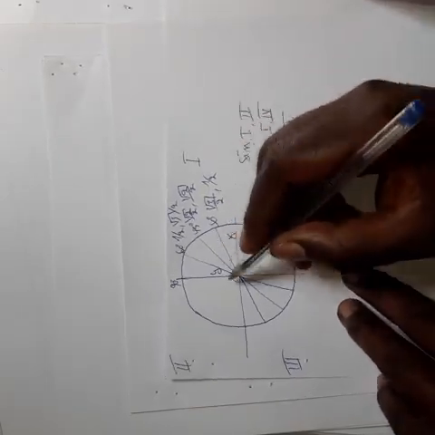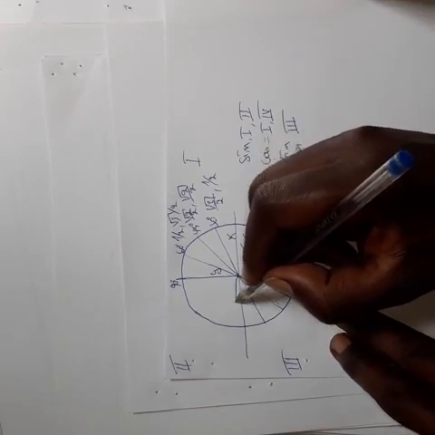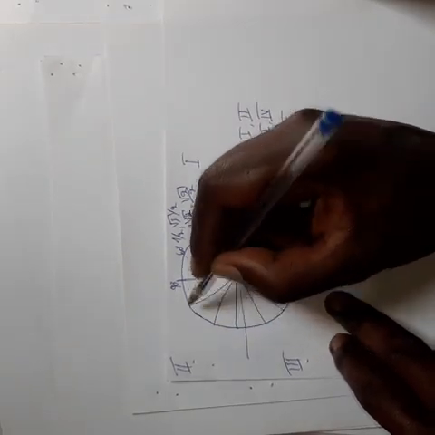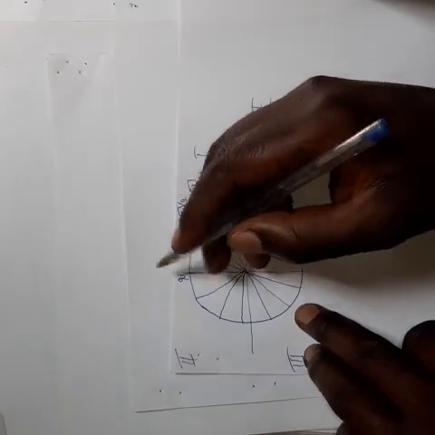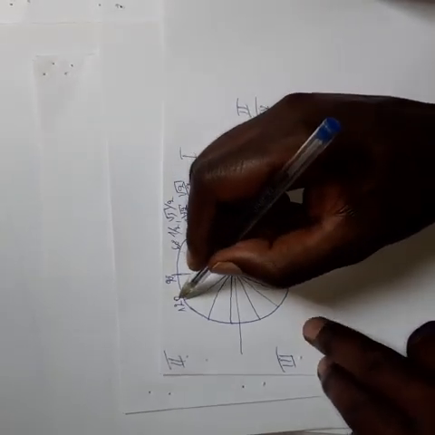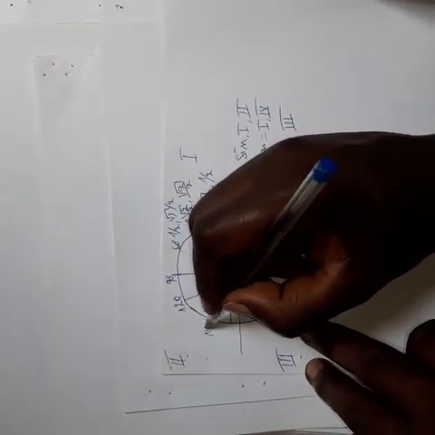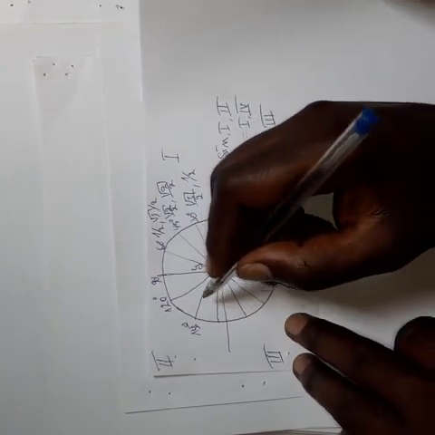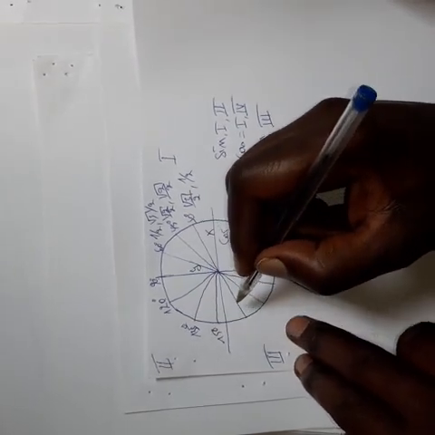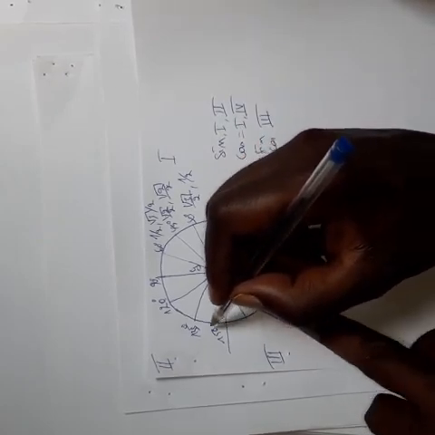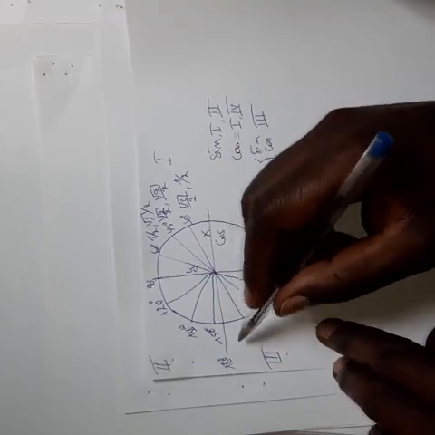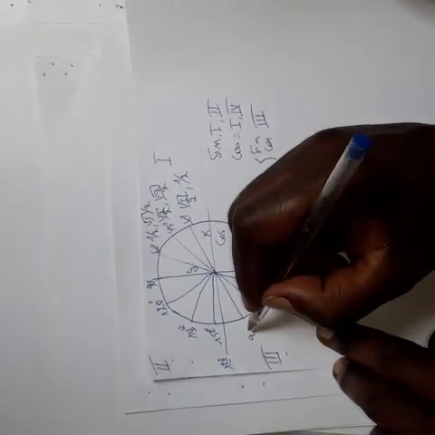Okay, then here we have another angle, and here we have another angle, and here we have another angle. Okay, so from 90 we have 120. Okay, from 120 we have 135 degrees. Okay, from 135 we have 150. Okay, from 150 angle we have 180 degrees. From 180 we have 210.